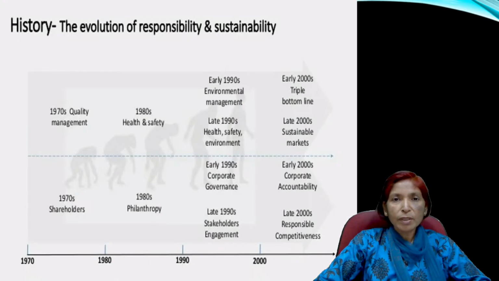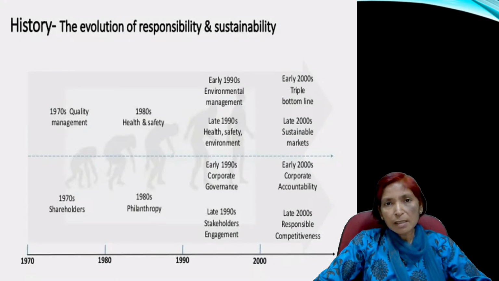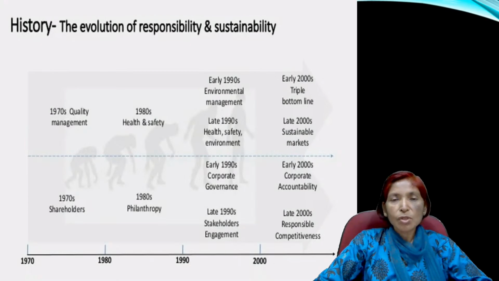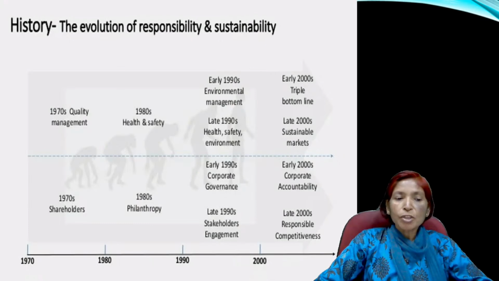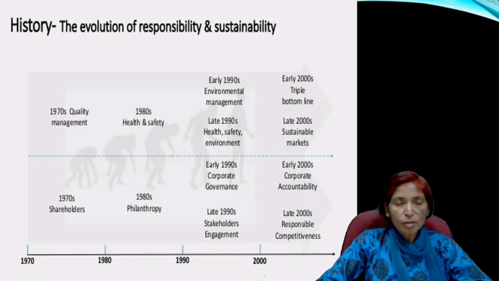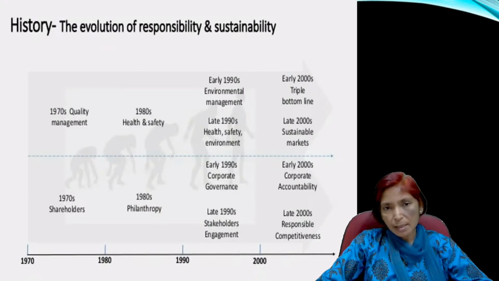This concept evolved in the 1970s, and after that it included many other things which are necessary for the betterment of the whole society. In the 1980s, health and safety were included. In the 1990s, the environmental aspect was also included, and in 2000, the triple bottom line, economic, social and environmental, was included in CSR. With these concepts, shareholder and stakeholder engagement, philanthropy, responsible competitiveness and corporate accountability were also included in the CSR concept. So this is the history of the CSR concept.